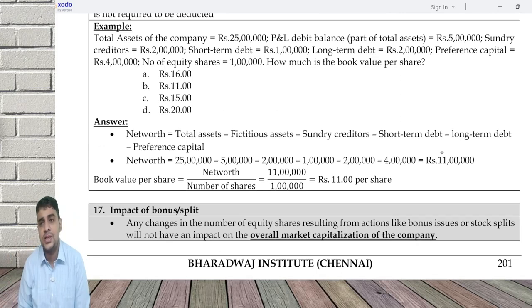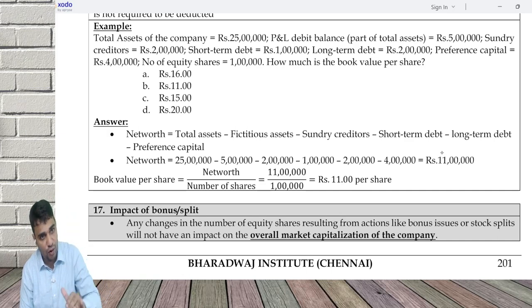Sometimes an organization will do something called a bonus or a split. Bonus, we understood in mutual fund, that you allot extra units, and in case of a split, a 20 rupee share will become a 1 rupee share. Whatever you do, value of the company cannot change, because value of the company is PAT into P multiple and not MPS into number of equity shares.